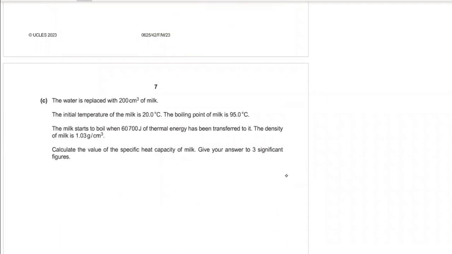The water is replaced with 200 cubic centimeters of milk. The initial temperature of the milk is 20.0 degrees Celsius. The boiling point of the milk is 95.0 degrees Celsius. The milk starts to boil when 60,700 joules of thermal energy has been transferred to it. The density of the milk is 1.03 grams per cubic centimeter. Calculate the value of the specific heat capacity of milk. Give your answer to 3 significant figures.